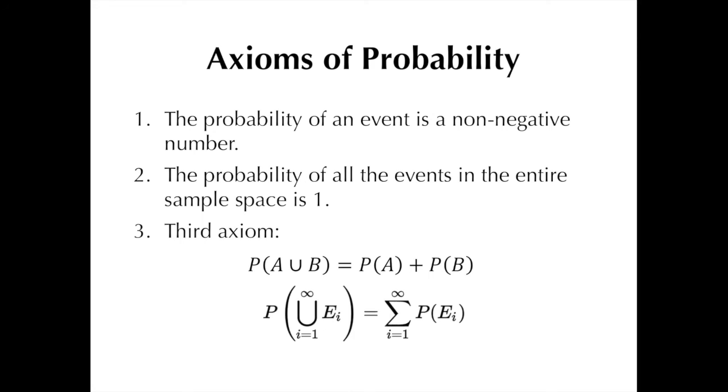Now, you may have encountered the mathematical notation that you see at the far bottom of this slide, so don't be intimidated by it. It basically just says that for a sample space that has an infinite number of mutually exclusive events, the union of the probabilities of all these events is basically equal to the sum of the probabilities of all of these events.